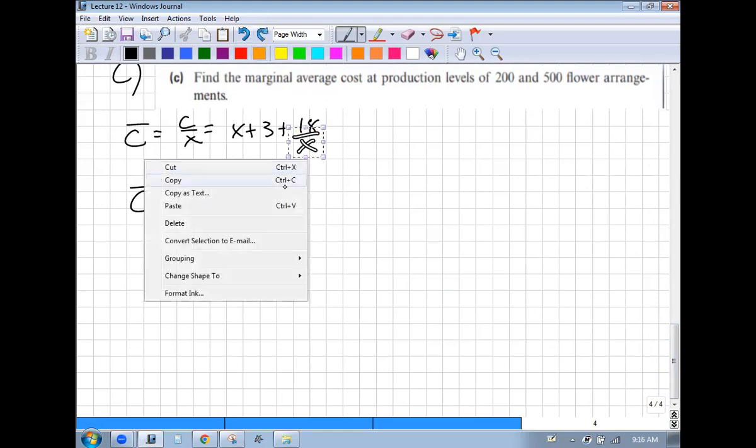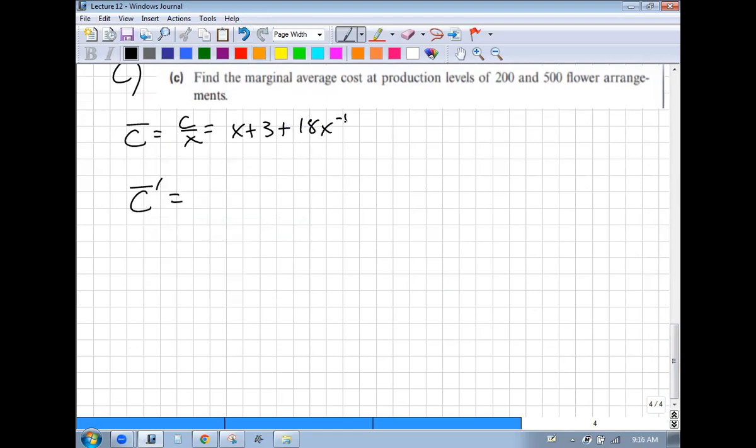I'm going to rewrite this as X to the minus 1 just to make it easier to do the power rule, right? So if we're going to take the derivative of this guy, the slope of X is just 1. Derivative of 3 is 0. This guy, multiply by the exponent, and then subtract 1 from the exponent. So this is just 1 minus 18 over x squared. That's the marginal average cost.